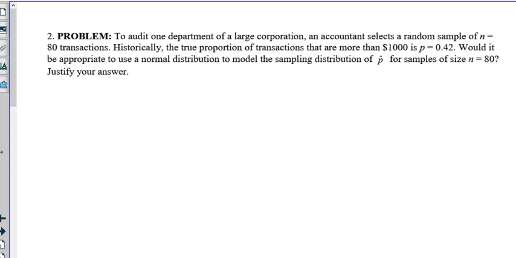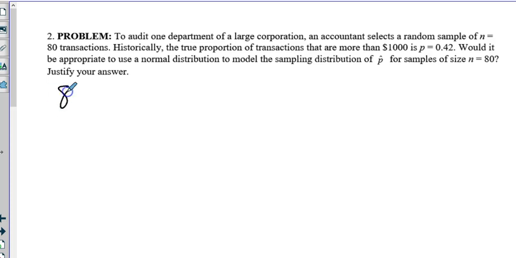All right. To audit one department of a large corporation, an accountant selects a random sample of 80 transactions. Historically, the true proportion of transactions that were more than $1,000 is 0.42, 42%. Would it be appropriate to use a normal distribution model to model the sampling distribution of P hat for a sample size of 80? Well, this is that testing the theory.